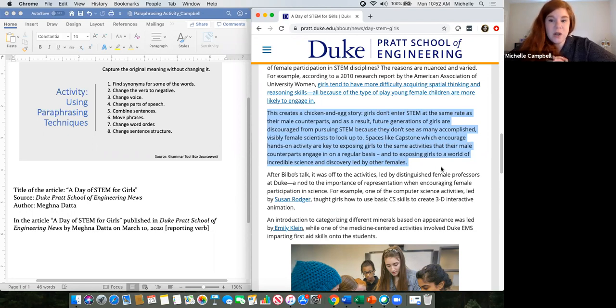Okay, so we've read this paragraph, we've talked about the main ideas. Now it's time to think about paraphrasing. And remember, we have 8 different techniques, so we can find some synonyms, change some verbs to negative, change voice, parts of speech, combine sentences, move phrases, change word order, change sentence structure. And again, we want to put this in our own words and keep about the same level of detail, a 1-to-1 or a 1-to-2 ratio.